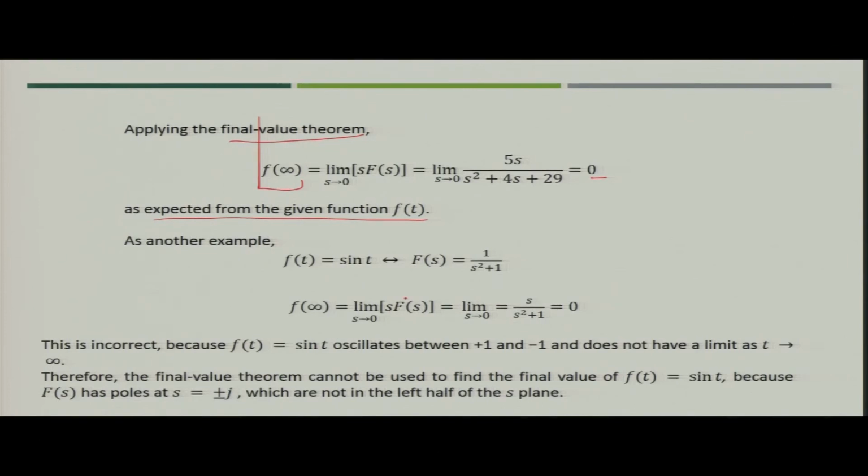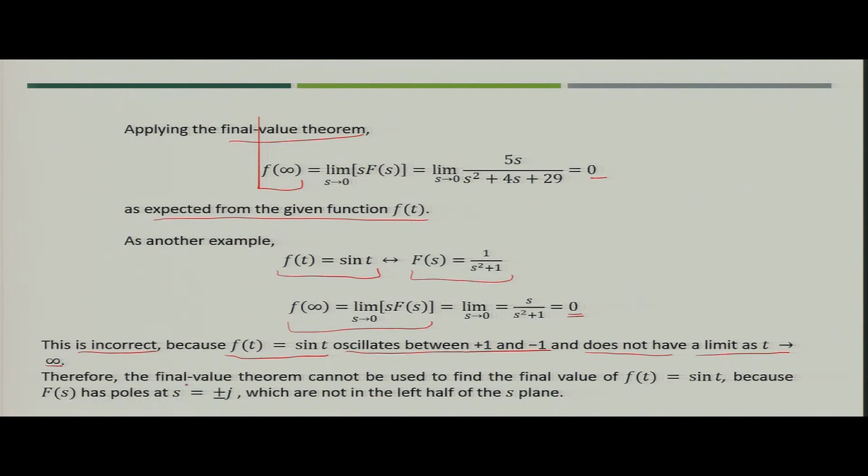Now, let us take another example. The function is sin t. Its Laplace transform would be F(s) equal to 1 upon s square plus 1. Now, if you apply the final value theorem, limit s tends to 0 of s F(s), you will get the value 0, but this is wrong. Why? Because the function f(t), that is sin t, will always oscillate between plus 1 and minus 1, and it will not have a limit as t tends to infinity.